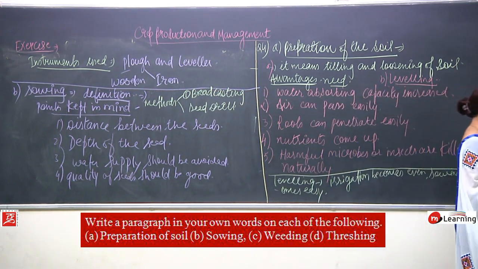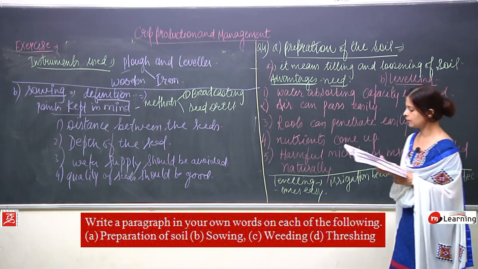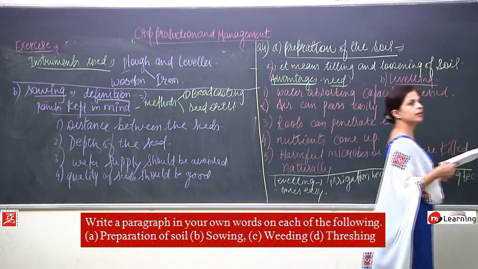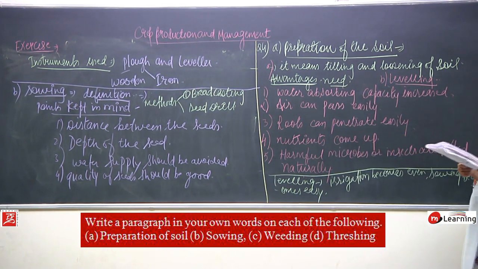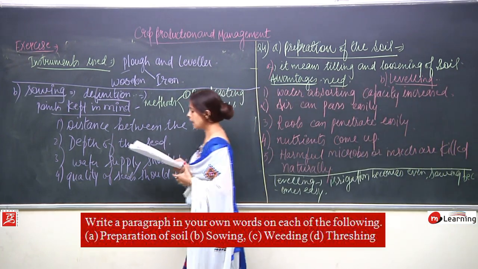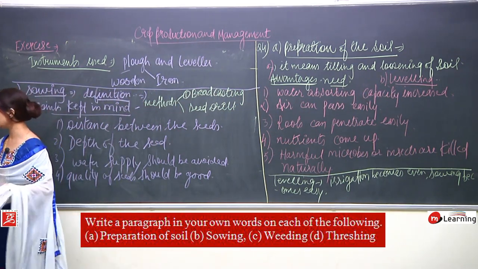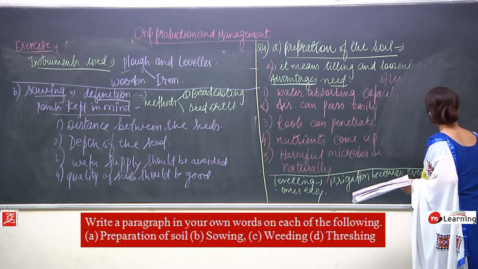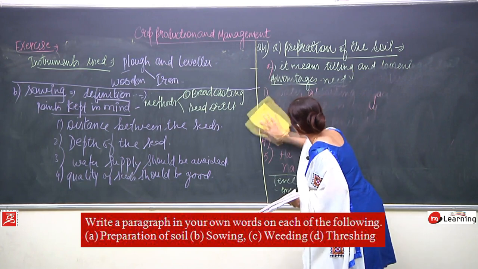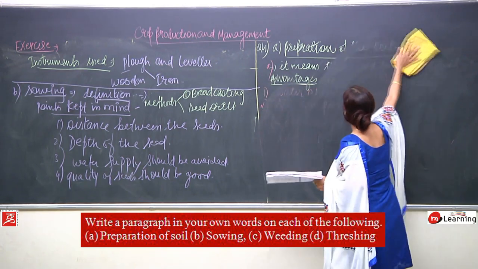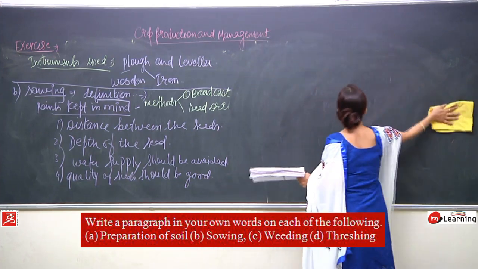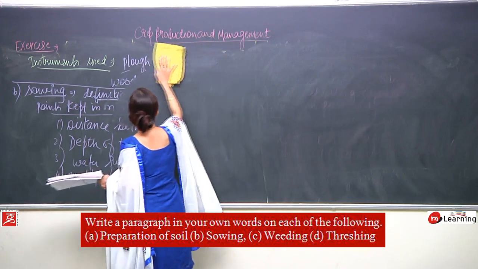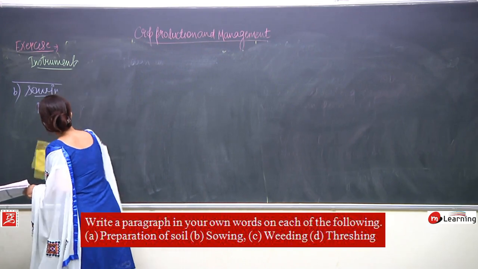Now after this is: what is irrigation? Describe two methods of irrigation which conserve water. As time and again I'm telling you, the keywords are very important. Just go through the keywords nicely and the whole lesson will become very easy. We have discussed what irrigation is: irrigation is to supply water to the crops at particular intervals and in a particular amount.